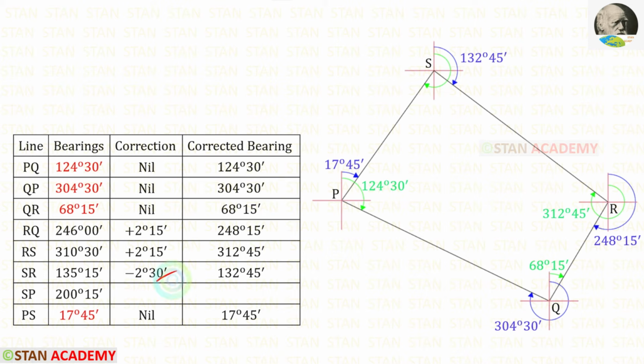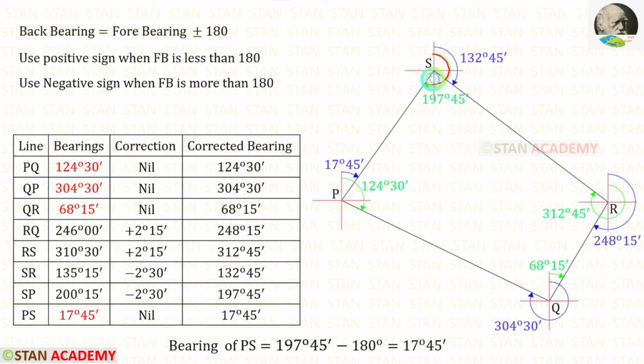Let us enter that. We know that SR and SP are taken in the same station S. So the same correction should be applied to SP also. Here I have applied. When we add these two angles, we will get 197 degree 45 minutes. Now using this fore bearing, we can find the back bearing PS.